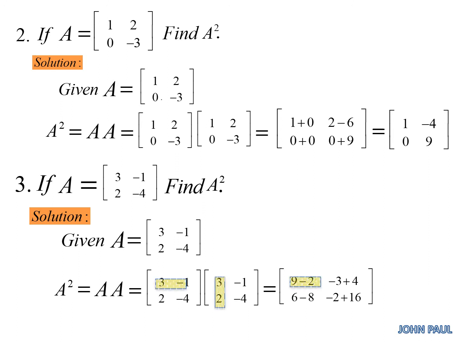If you multiply first row with first column, second column, now second row with first column, with second column, then by simplifying, we got the matrix as 7, 1, minus 2, 14.